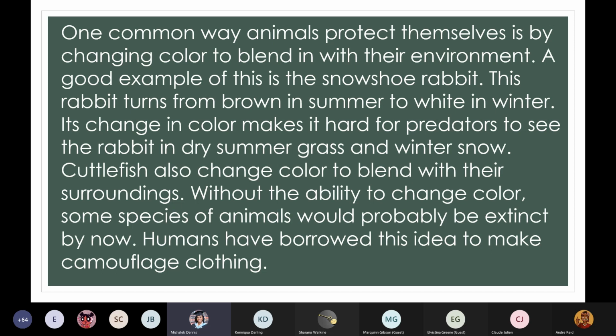Cuttlefish also change color to blend with their surroundings. Without the ability to change color, some species of animals would probably be extinct by now. Humans have borrowed this idea to make camouflage clothing. Now, can any students or can anyone identify my topic sentence? What is my topic sentence? What is the topic sentence here? Or what is this entire paragraph talking about? Can you identify the topic sentence first?